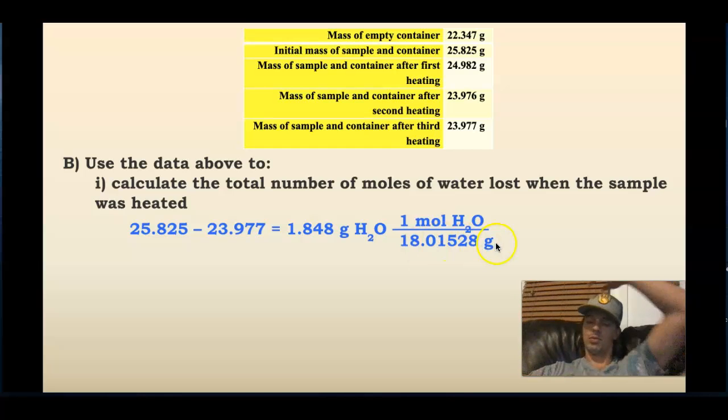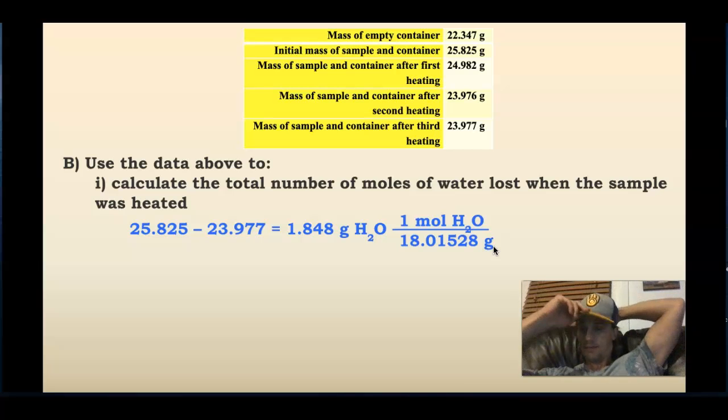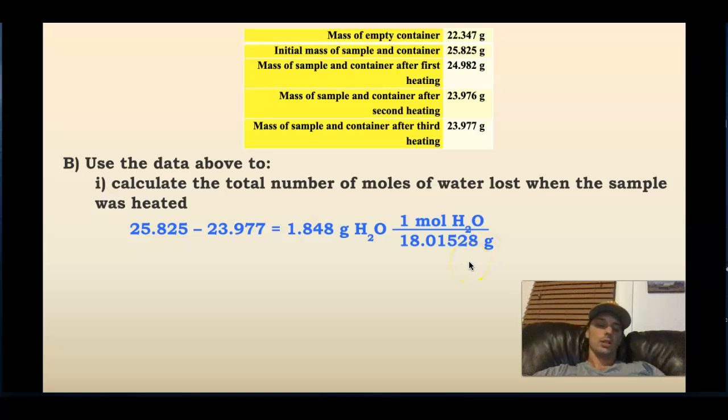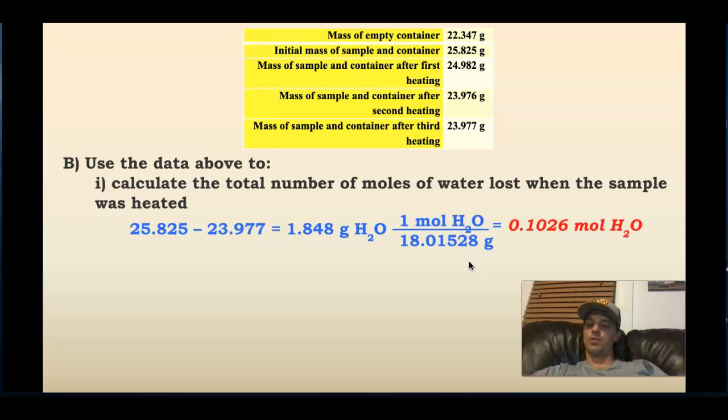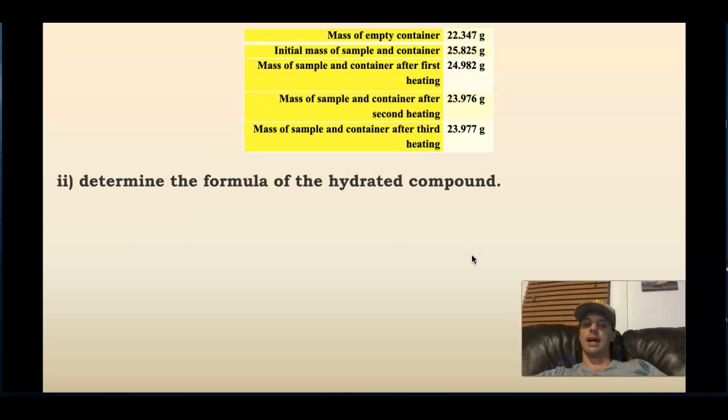I know I'm a little more precise here. If you just use 18.02, that is perfectly fine. So I take 1.848 divided by 18.02, and I get 0.1026 moles of water. That is the amount of water that was lost in this process. Now we're going to use that to figure out the formula. How many moles of water are there compared to 1 mole of magnesium chloride? So that was letter B. Now let's look at part II.